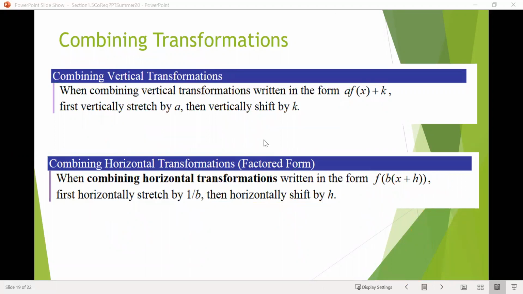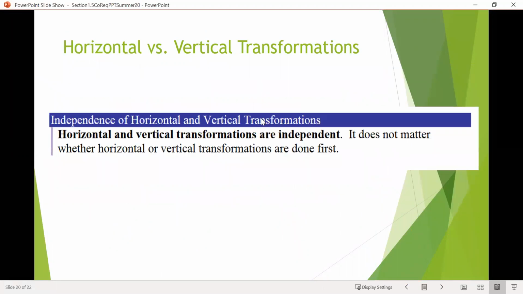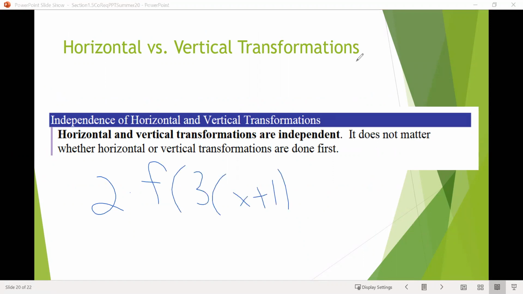And a really cool thing about transformations is if you have both vertical and horizontal transformations together, so let's say your function looks something like this: 2 times f of 3 times x plus 1, minus 2 on the outside. So notice the minus 2 and the 2 here are vertical transformations, the 3 and the 1 on the inside are horizontal transformations. You might be thinking, what do I do first? Well, as it says here, it does not matter. You can do them in either order. You can either do the horizontal transformations first, then the vertical ones, or vice versa.